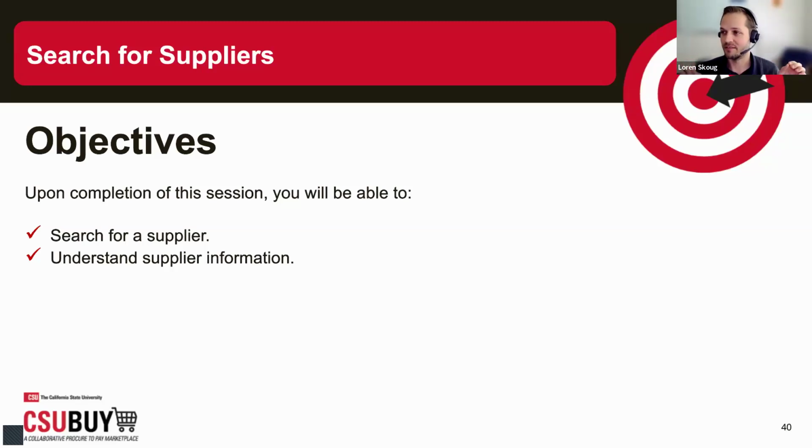So if you can follow the logic of that, the first thing you need to do in the system when you start out is search for the supplier that you want to use and make sure they're active for shopping. So I'm going to show you how to do that and how to search, and we're going to go into depth into that now.